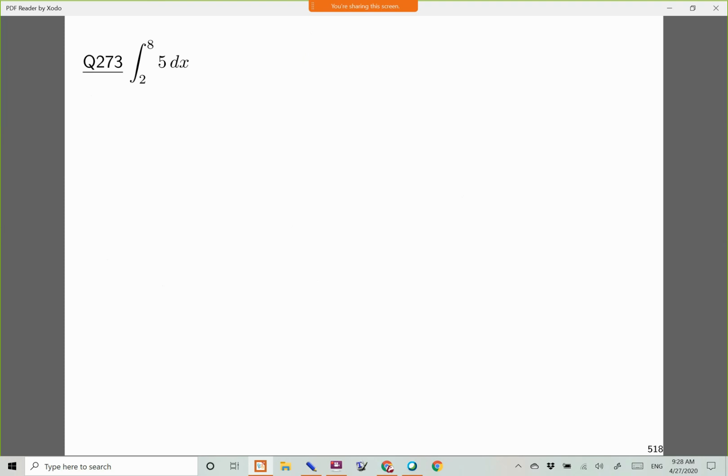We have what's called the definite integral from 2 to 8 of 5 dx. In the past we had the indefinite integral because there was no 2 here, no 8 there, and we would have done an antiderivative problem. Now with these two x values, 2 and 8, we have an area problem, a signed area problem.